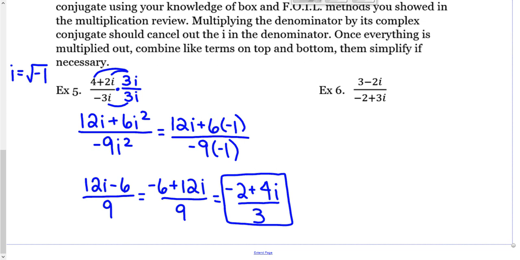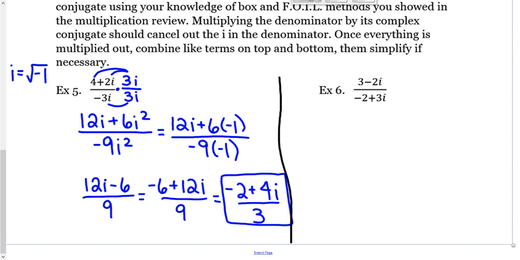So let's draw myself a barrier. Number 6 is going to take a little bit more time, a little bit more work. That is because you have a binomial on the bottom. You don't just have a single monomial, single number, the way you did in example 5.